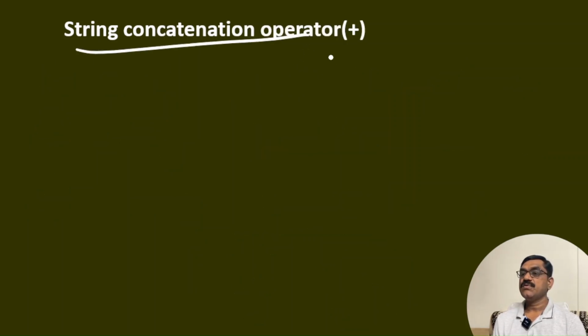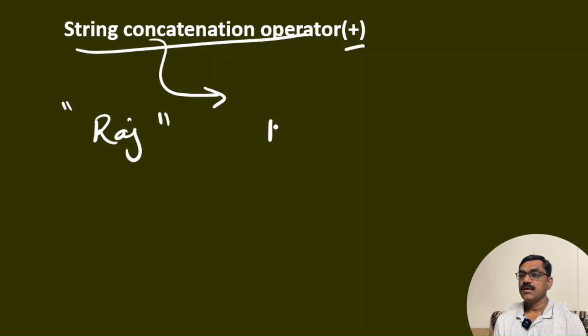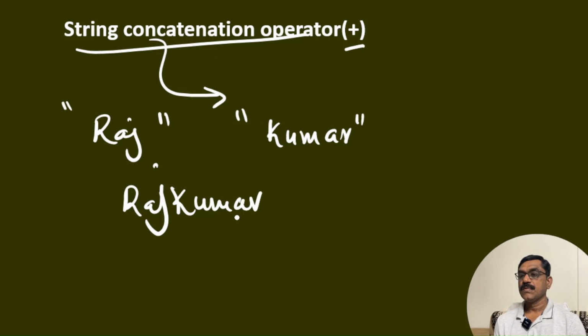Now, the first one we are going to discuss here is string concatenation operator, that is plus. What do you mean by concatenation? The process of adding one string at the end of another string is called string concatenation. For example, we have the string Raj, this is the first string, and another string here is Kumar, and we know that string is enclosed in double quotes. When we want to add the Kumar at the end of the Raj, the resultant string becomes Raj Kumar. This is what I mean to say string concatenation.